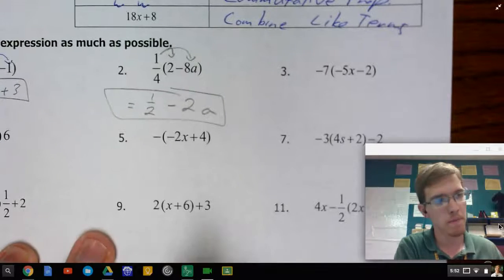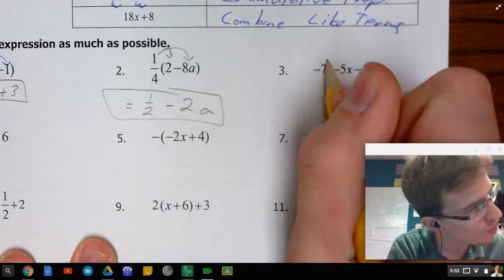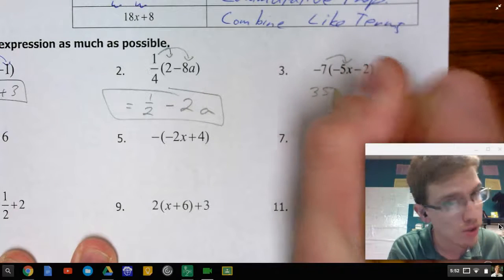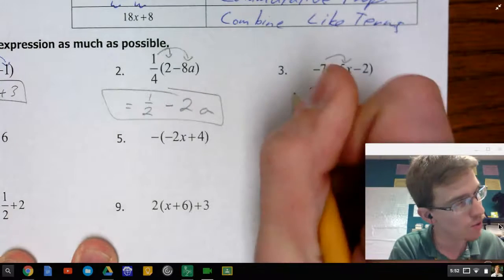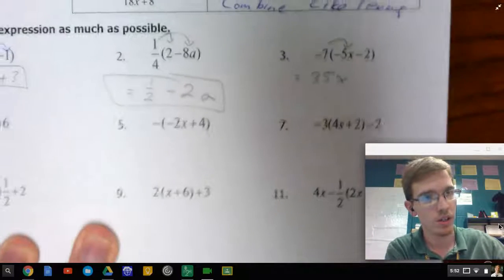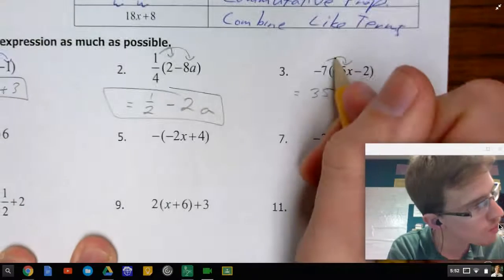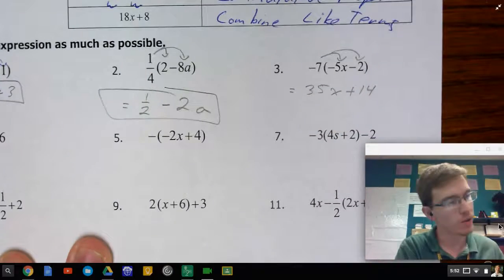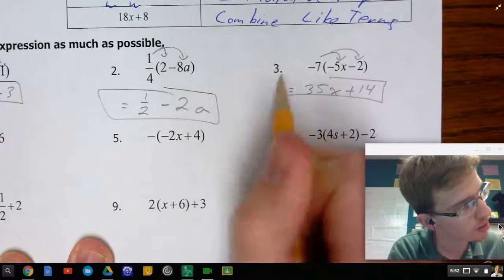Right, number 3, negative 7 times negative 5. That's going to be positive 35. So 35x. Negative 7 times negative 2 is positive 14. So our answer is 35x plus 14.